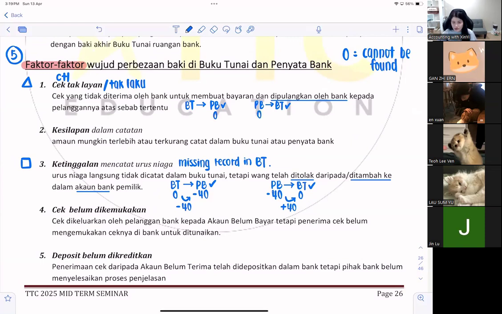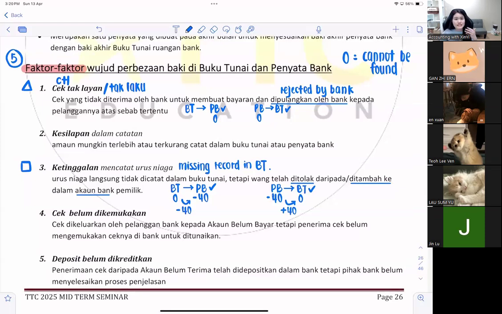And the one that's 0 is not the buku tunai, it is your Penyata bank this time, because it was rejected by the bank. So if it's being rejected by the bank, why would you see it inside your Penyata bank, correct? It wouldn't even reflect in your statement because I already said you cannot receive the money. Why would I write it inside? But from your point of view, you thought that you received it already.